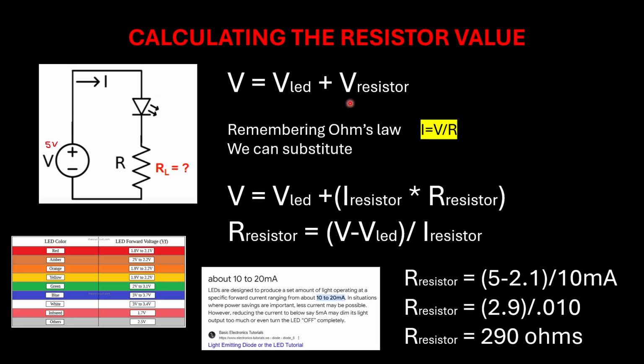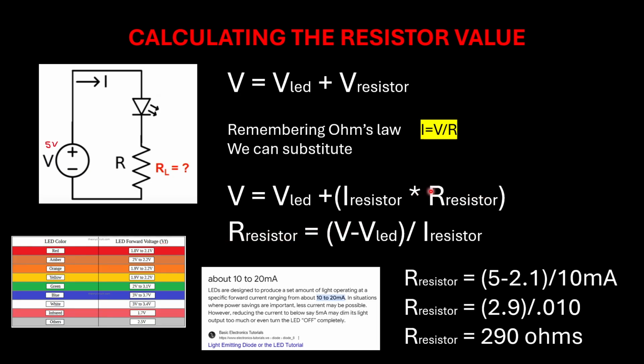Then we can substitute the voltage of the resistor by the following expression, right? The total voltage will be equal to the voltage on the LED plus the current of the resistor multiplied by the resistance of the resistor. I know that this is a little bit redundant, right? But since we are looking for the value of the resistance of the resistor, we have the following expression.